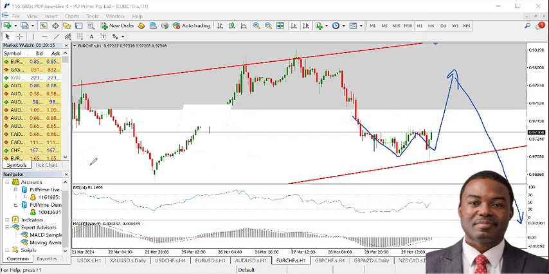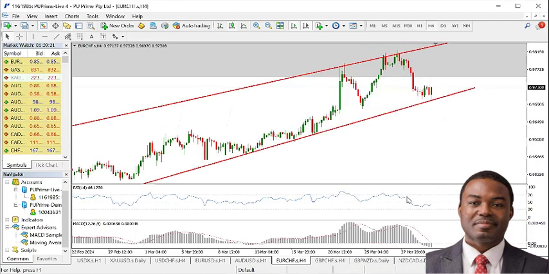So we have a short-term bullish trend on Euro CHF and a longer-term bearish outlook on Euro CHF. Eventually, it may end up forming a head and shoulders, then a drop. So I have a short-term bullish and a longer-term bearish trend on Euro CHF for this week.